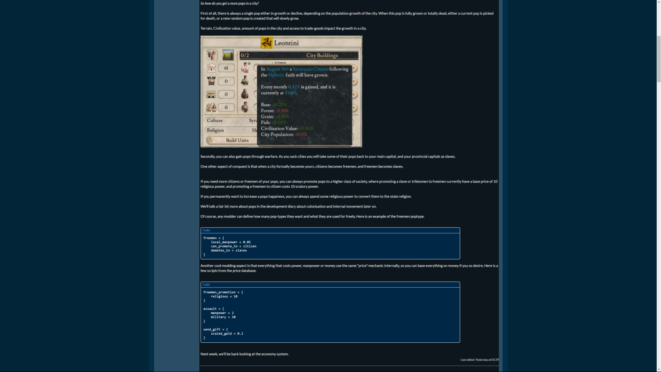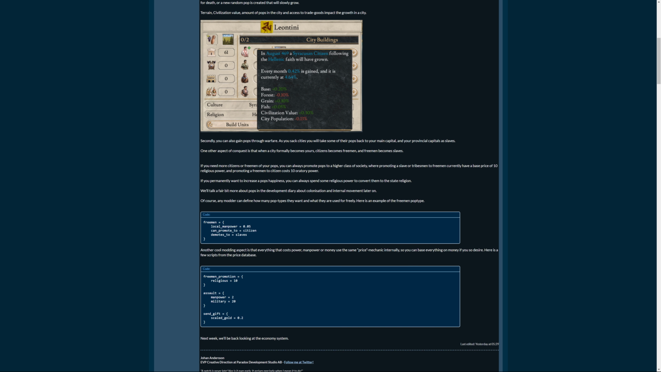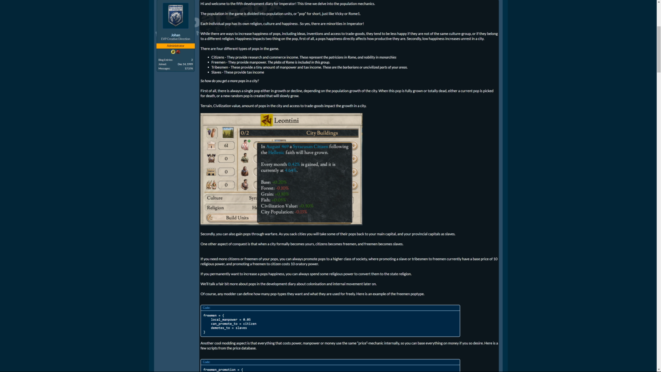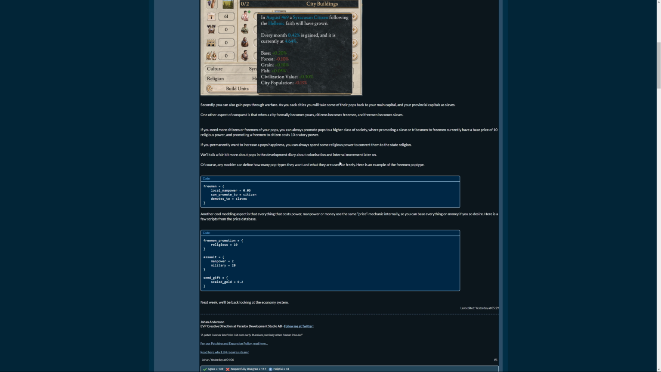And there is another dev diary coming about colonization and internal movement later on, where there'll be more talk about pops and probably the growth mechanics very early on, especially probably of the tribesmen, because you send them to the uncivilized parts of your areas, which could be a new colony.